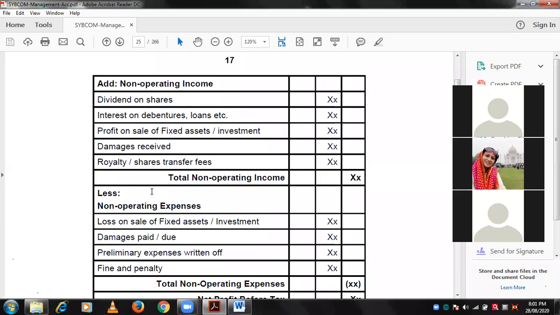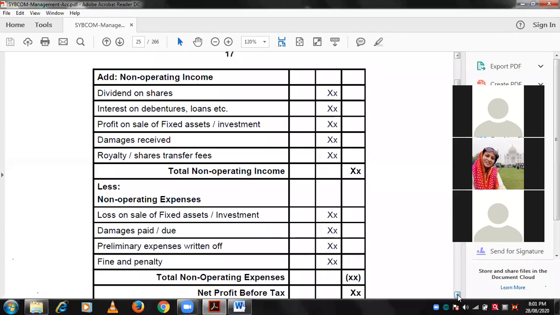So all these are the non-operating income, and we have to put them here. If you find any of these items in a profit and loss account, then you have to write them under this non-operating income head. Then we have to deduct the non-operating expenses.